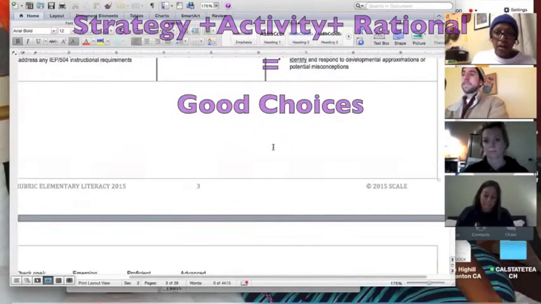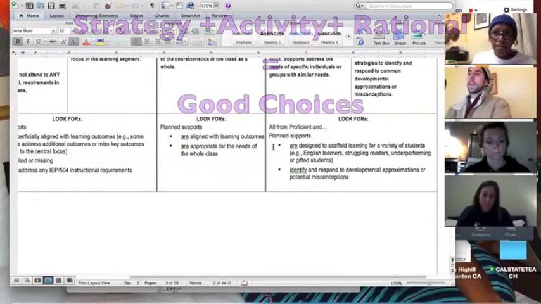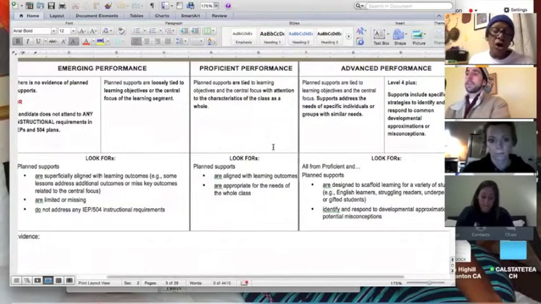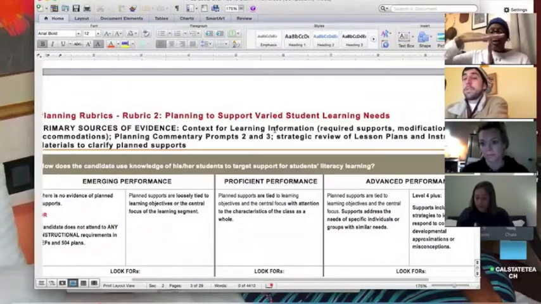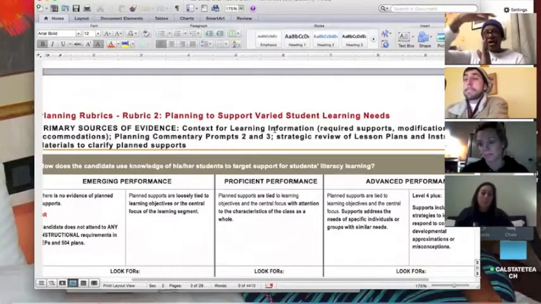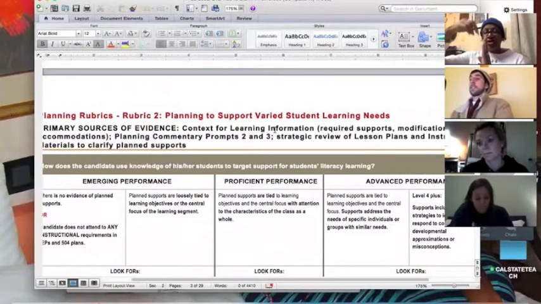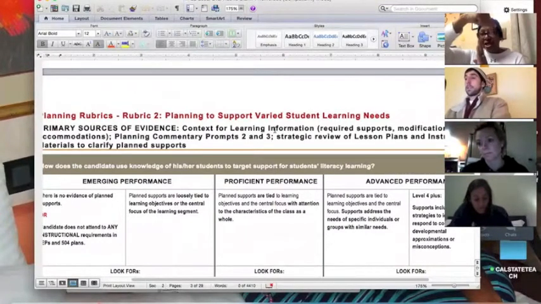Can you say that again? The strategy is? The strategy is always what you decide. The teacher decides, I'm going to use this strategy. Think of what you do in a T-chart. You have the teacher side and the student side. The teacher side is strategy. The student side is the activity that matches that strategy.